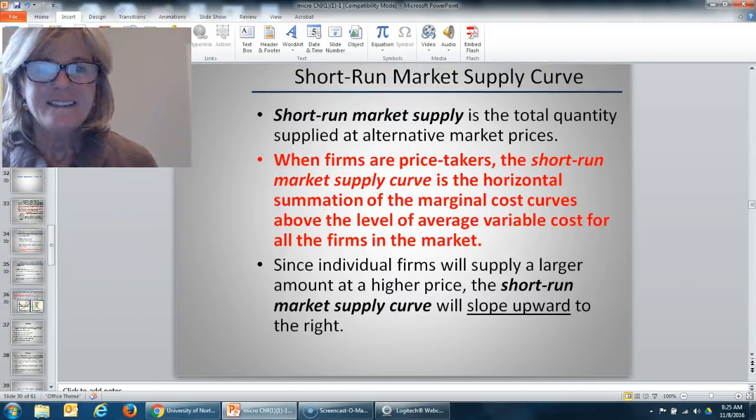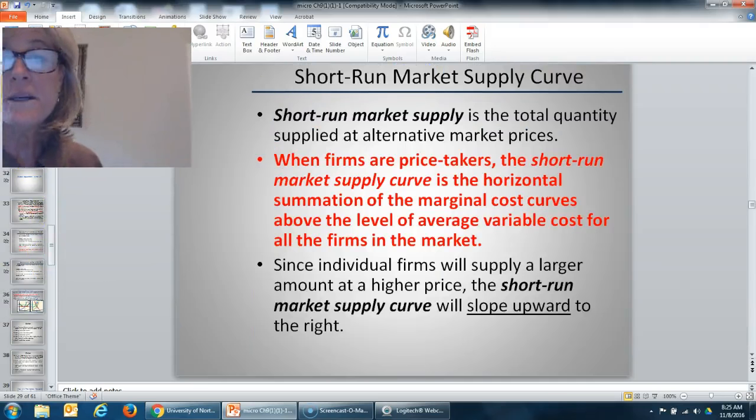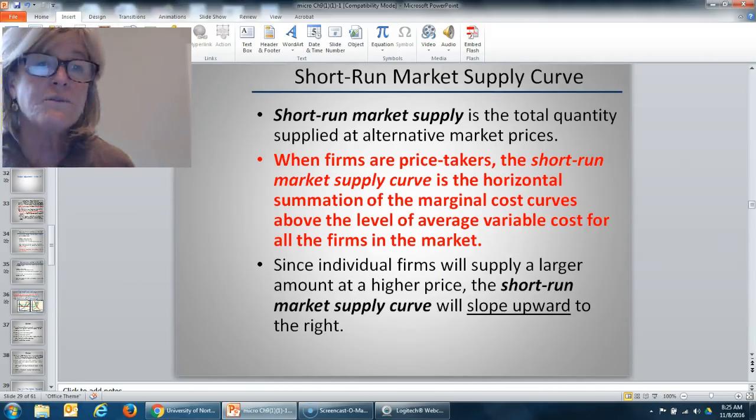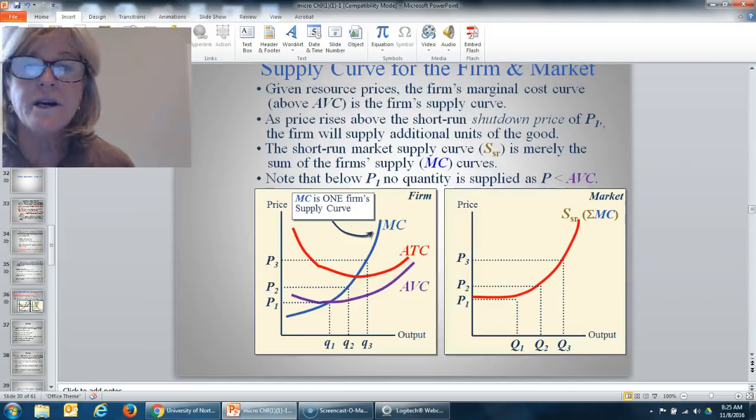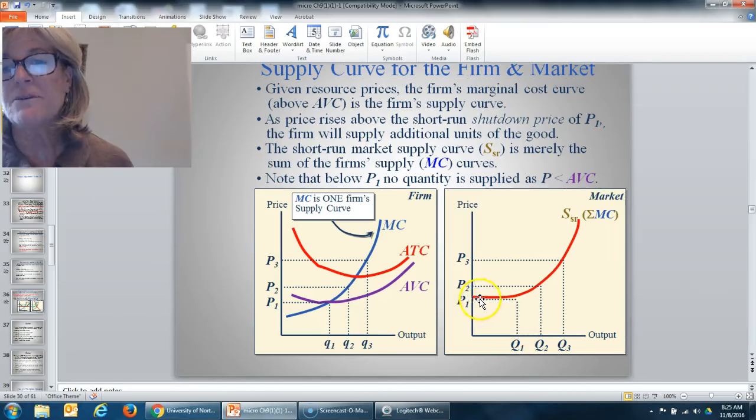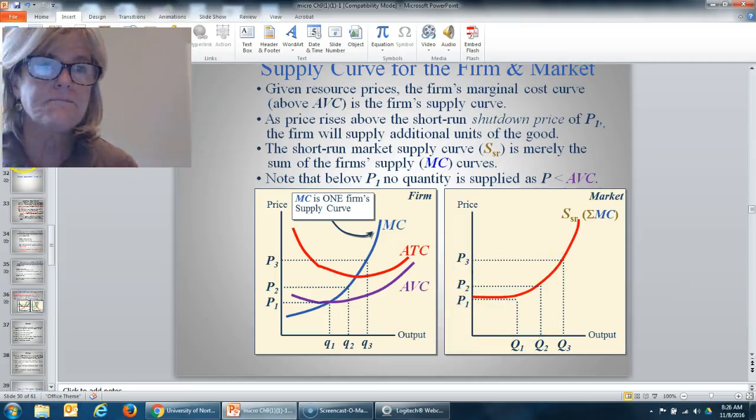And so that's just exactly what we're talking about. The firms are price takers. The short run market supply is a horizontal summation of the marginal cost curves above the average variable cost curves for all firms in the market. So basically, we're going to add this firm's marginal cost above average variable, that firm's, and so it's going to be the horizontal summation. We're going to add it up across.